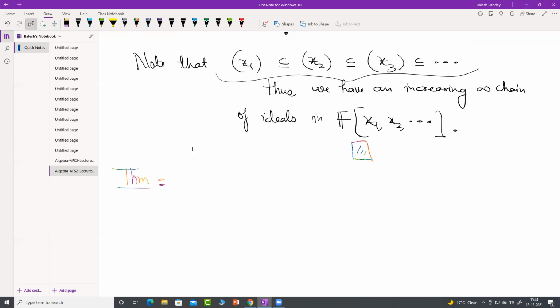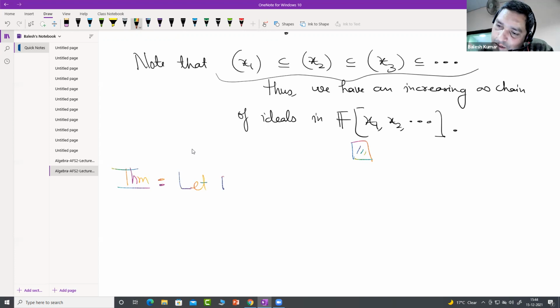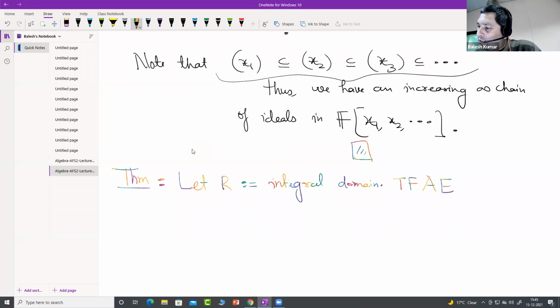No, sir. Okay, good. So let me start with this theorem. What does it say? We need to start with an integral domain. Let R be an integral domain, and then the following are equivalent. By this notation, I mean that the following statements are equivalent.